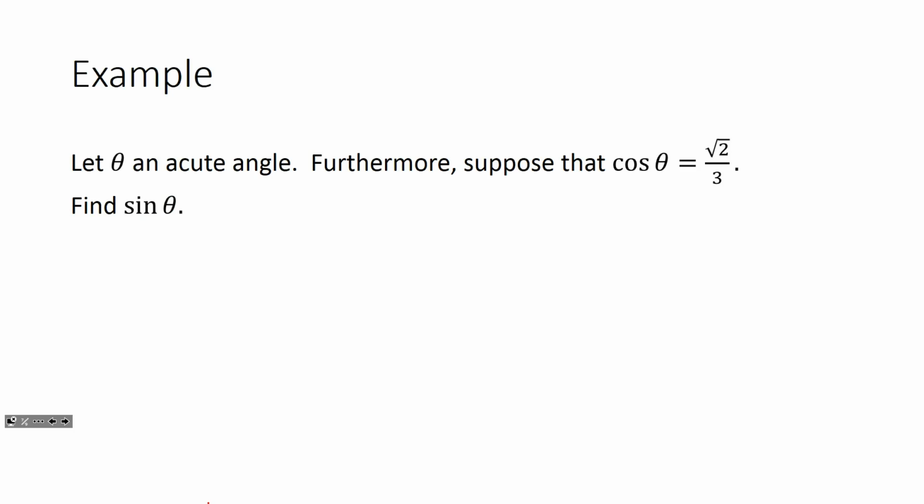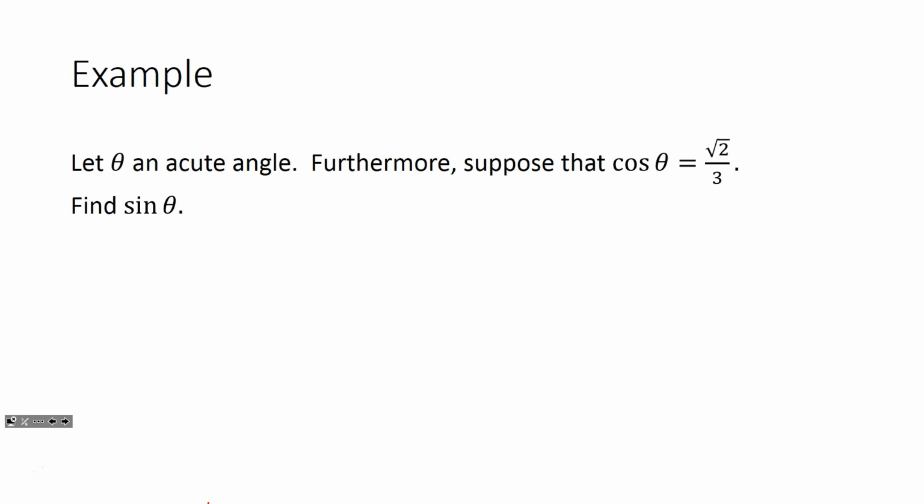And of course, let's apply this to an example. Let theta be an acute angle. So in other words, it's just one of the two angles in a right triangle, other than, of course, the right angle itself. Furthermore, suppose that the cosine of theta equals the square root of 2 over 3. Find the sine of theta.